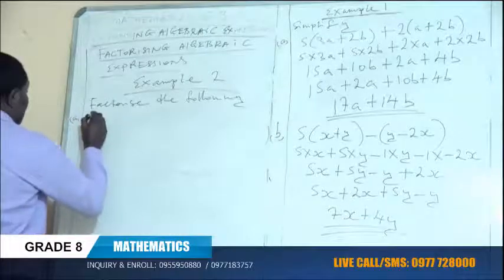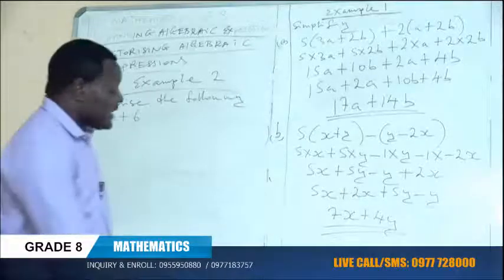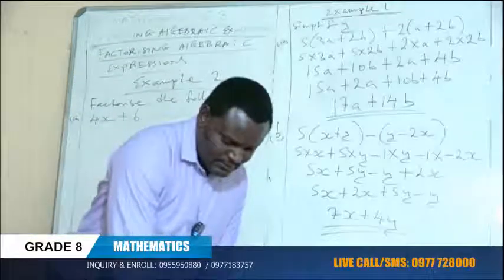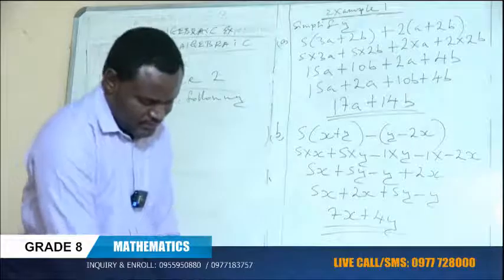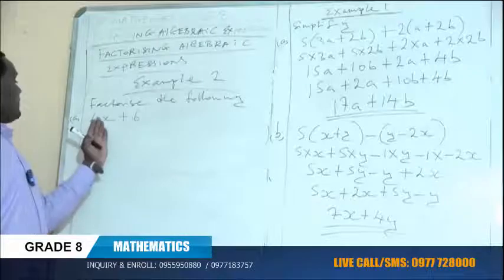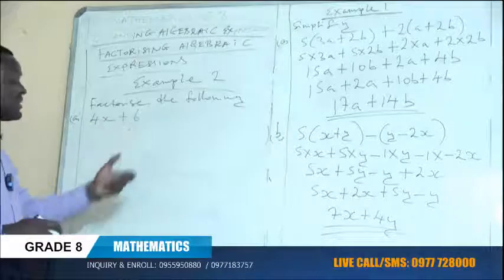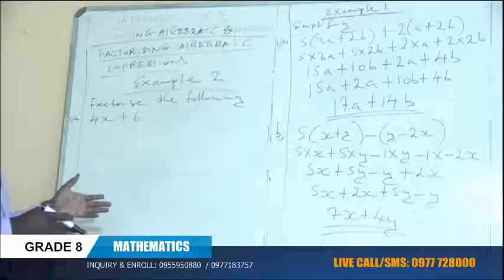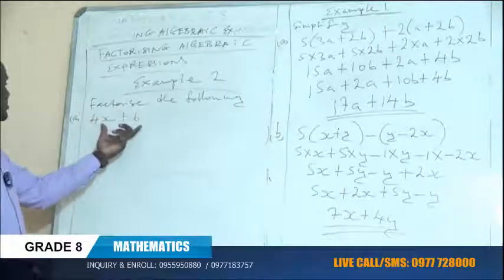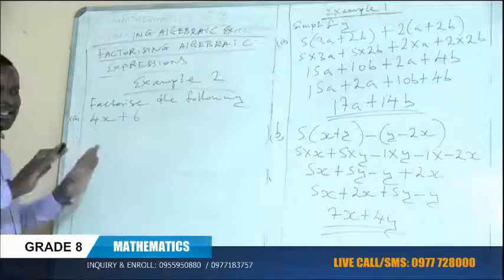A: 4x plus 6. This is our first expression that we have. We have been told to factorize 4x plus 6. The first thing when you have been told to factorize, you have to identify our highest common factor. That highest common factor must divide into each and every term here without leaving any remainder.